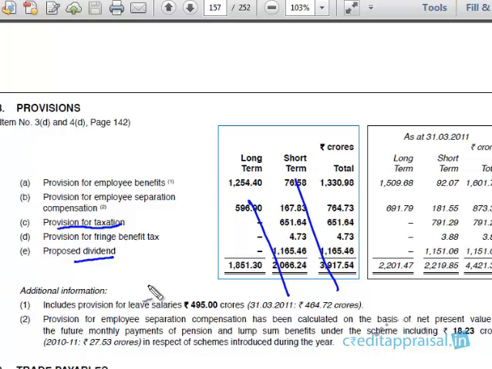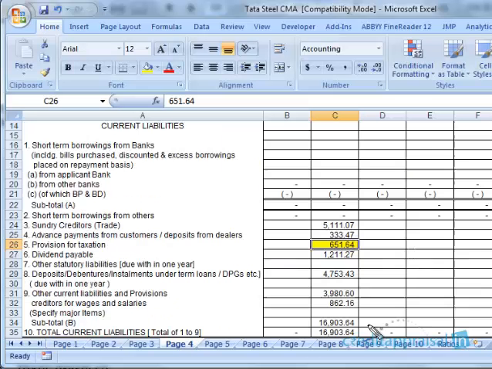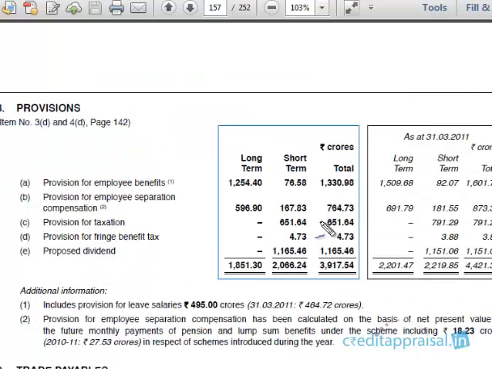This we have a separate row. That's the dividend payable. So this we're going to put there. So these two items I'll put in the relevant rows. So provision for taxation 651 goes there. So 651 goes under provision for taxation, and 1165 goes under dividend payable.